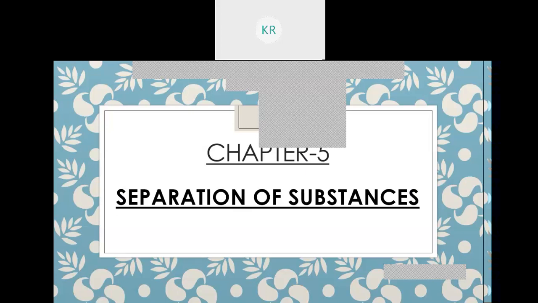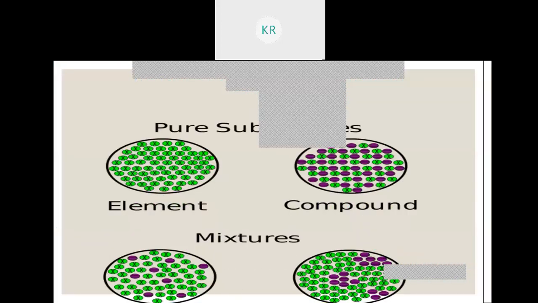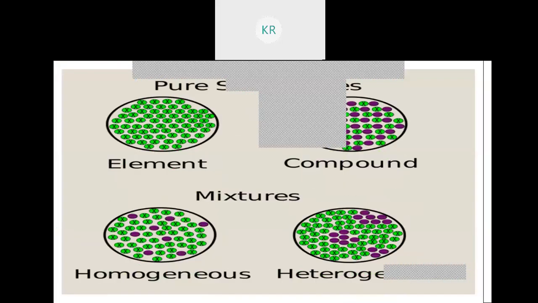So first, as you can see in the slide, pure substance and mixture. In pure substance we are going to discuss element and compound. These are the types of pure substance. And next is mixture. In mixture, we'll discuss homogeneous mixture and heterogeneous mixture.